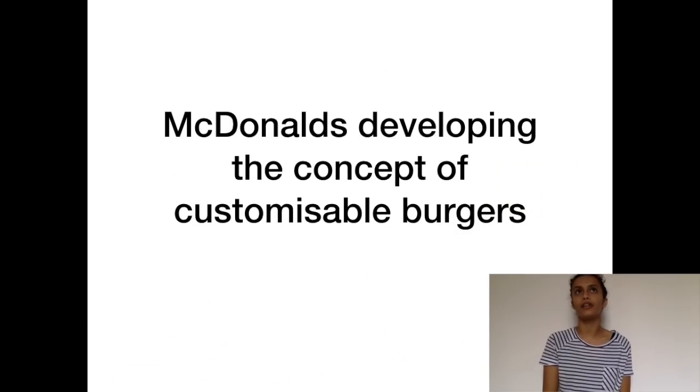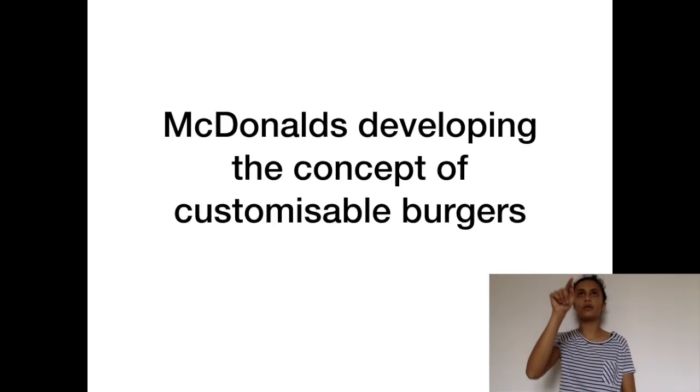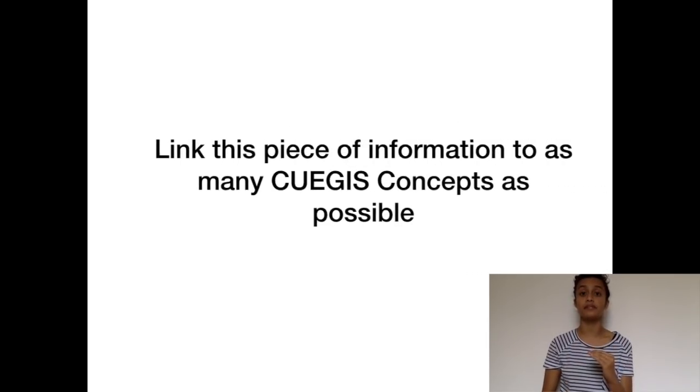For example, when I was doing my research, I read something about McDonald's developing customizable burgers. So in some of their branches around the world, you can go to the restaurant and there's a kind of tablet, and you can select whatever you want in your burger. That was a new strategy that they implemented in some of their branches. Okay, so I have my summary, I have the link to my article, it's all there. And now I'm going to link it to as many QGIS concepts as possible.